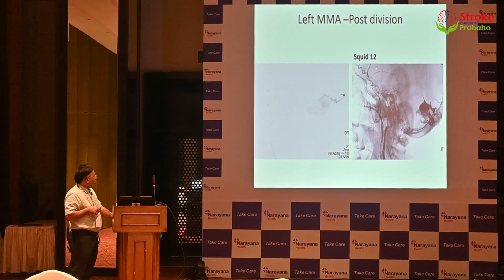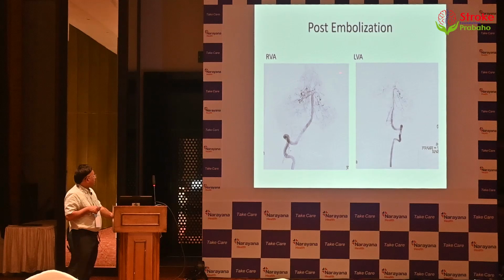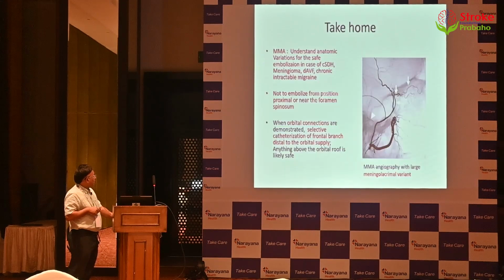We placed the Squid 12, and this is the glue cast. So if you get one very good middle meningeal artery, you can cure the fistula rather than going to the different branches. So this is the post embolization. Now the fistula is not filling from the left external carotid artery run. This is the right external carotid artery run. The fistula is not filling. And these are the vertebral injection runs. And you can see the fistula is cured now.